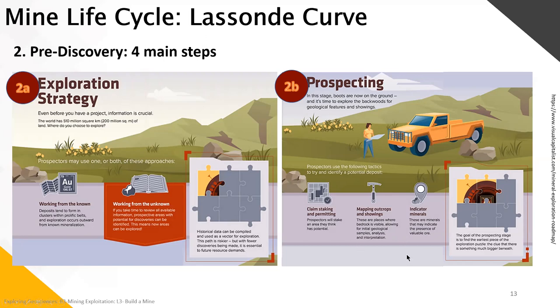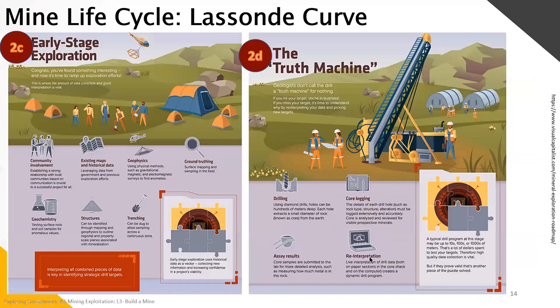including all the surveys we've seen, geological, geophysical, geochemical, try to find any indicator minerals that are associated with the mineral we are looking for. Example, for gold, we would be looking for any arsenic higher concentrations and so on. So the prospecting on the field is the second piece of the puzzle that will help us resolve the entire puzzle. The third of the pre-discovery is what we call the early stage exploration.